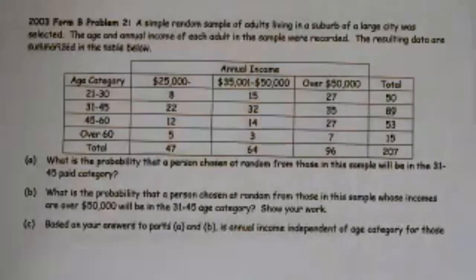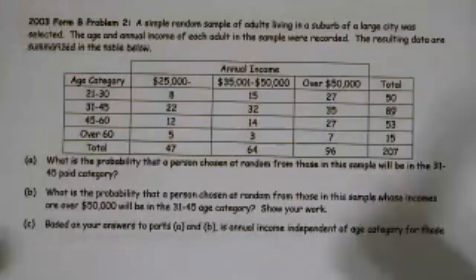All right, so this one's actually in our note spiral, and it's a very important problem. A simple random sample of adults living in a suburb of a large city was selected. The age and annual income of each adult in the sample was recorded. The resulting data are summarized in the table below. Great. So the first part: what is the probability that a person chosen at random from this sample will be in the 31 to 45 category?